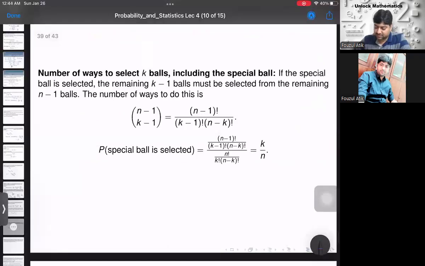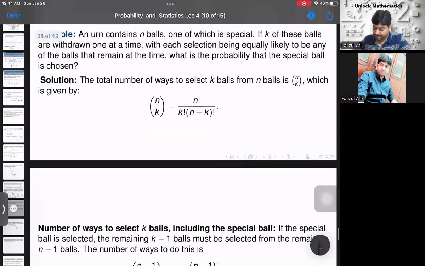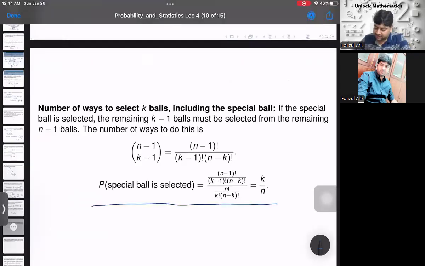Okay. Now, this is what we have already discussed. This is the solution for this question. The final value, if I simplify this, I'll be getting k by n.